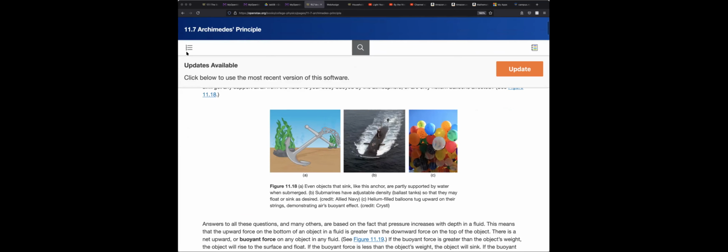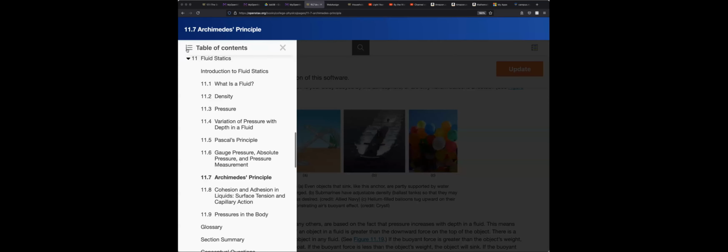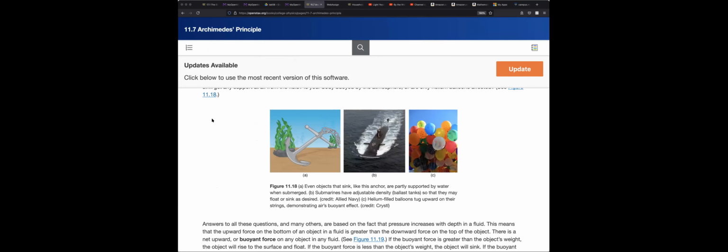All right, Archimedes' principle. So this is really the last section of doing much calculation in this chapter. Archimedes was a natural philosopher a couple thousand years ago in Greece, in Syracuse, which was kind of an independent city-state in the Greek region.